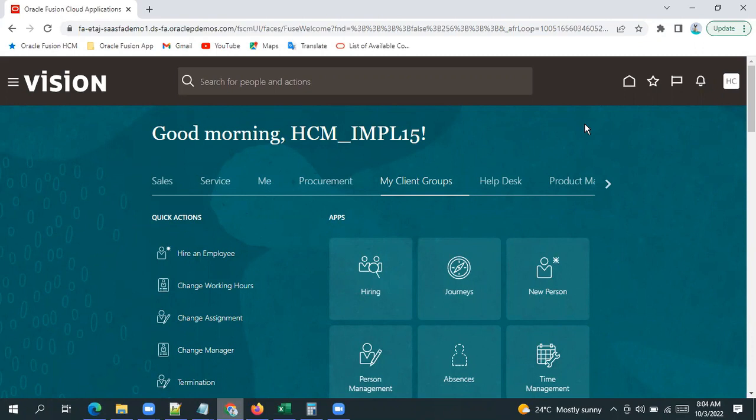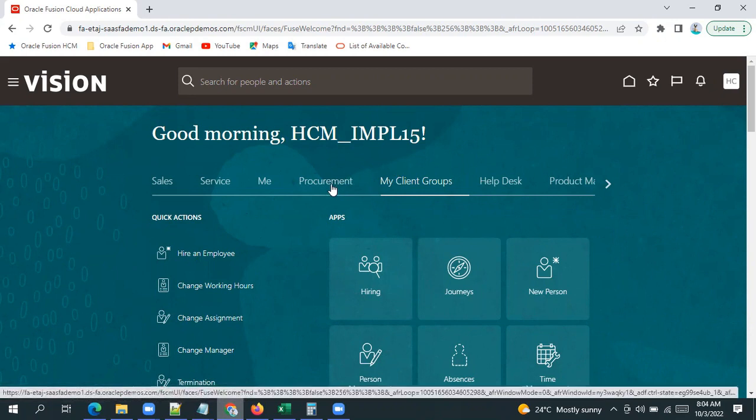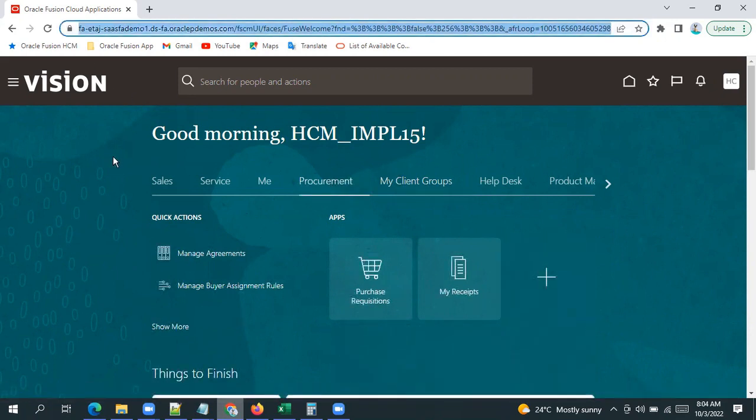Now in today's session, I'm going to start a concept called organization structure, or the enterprise structure, in the Fusion application. Just give me a second, I will come back in one second.